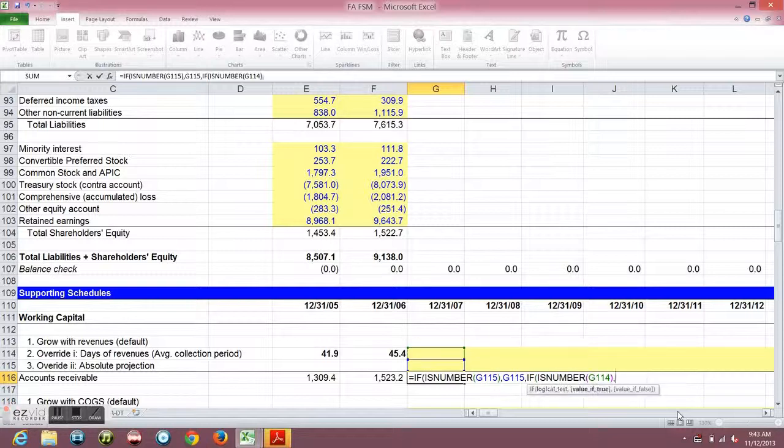Let's just say that there's a number in days of revenue. Well, if there's a number in there, then we have to reverse the calculation to find our accounts receivables, right? So instead of dividing by revenue, we have to multiply by our revenue, and instead of multiplying by our period, we're going to divide by our period. So we're going to do exactly that.